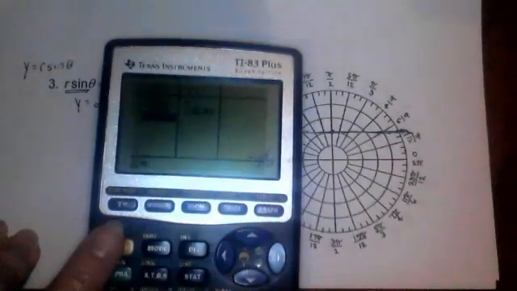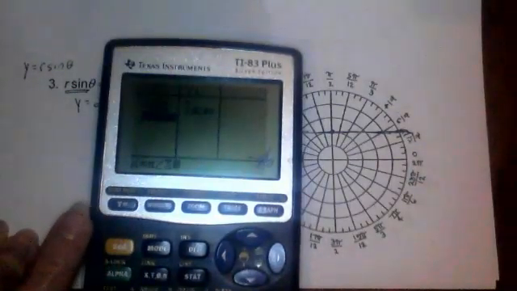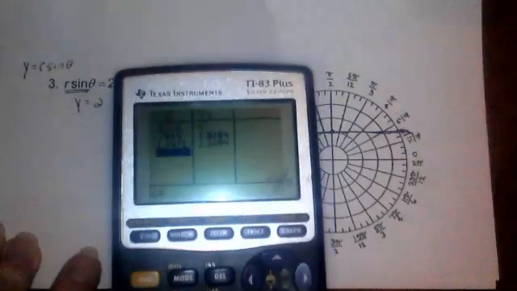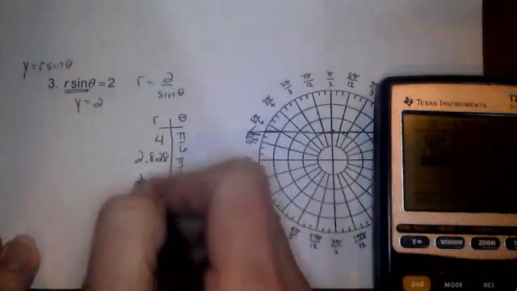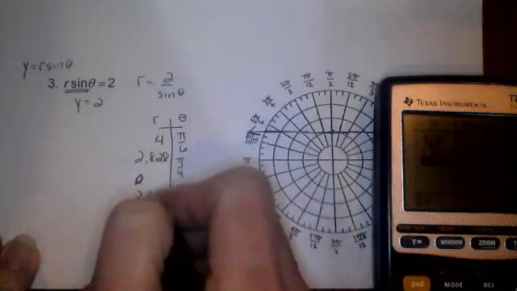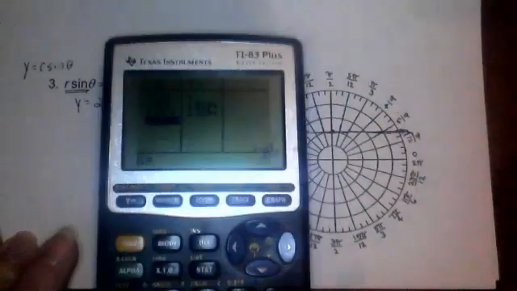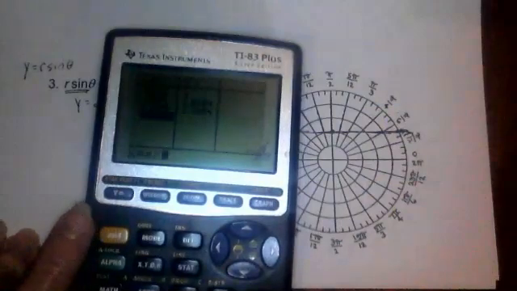Pi thirds, I get 2.309. Pi halves, I get 2.